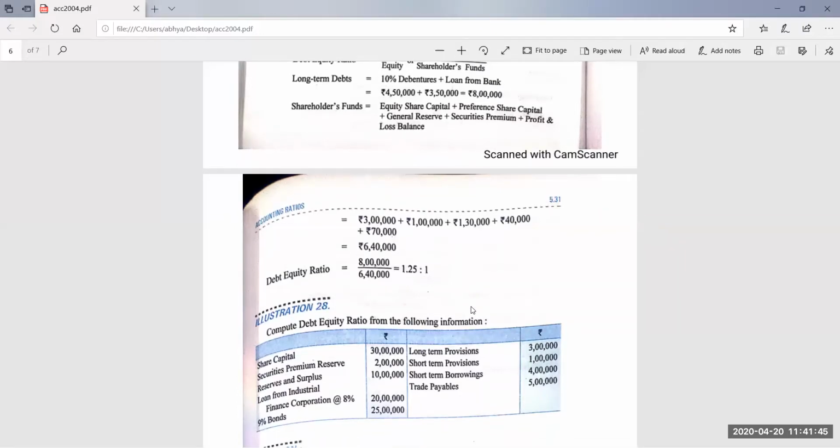Okay, one last question. This is the last question. Take your time and do it. Till then I am reading the question. Again, the debt equity ratio you have to calculate. Share capital is given 30 lakh. SPR 2 lakh. Reserve and surplus 10 lakh.